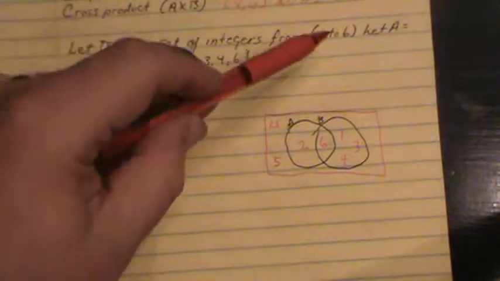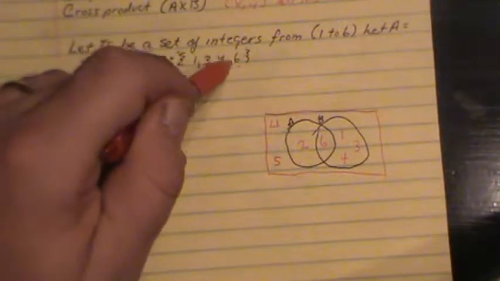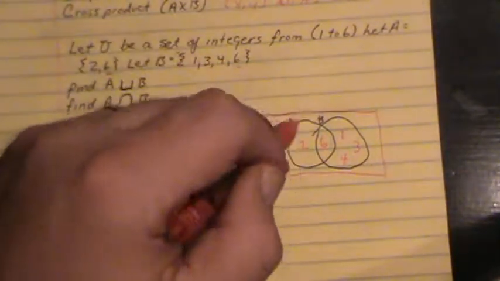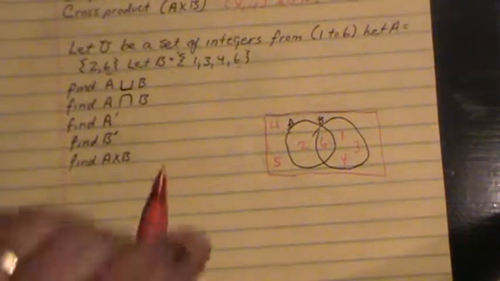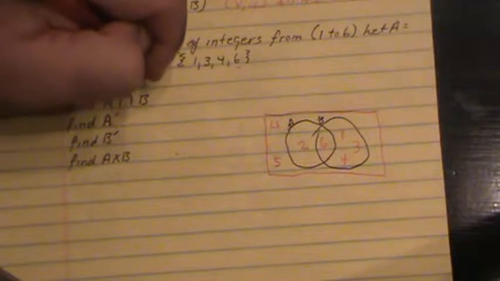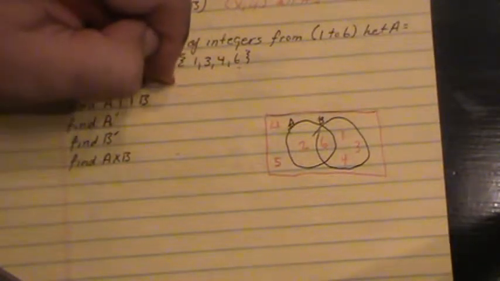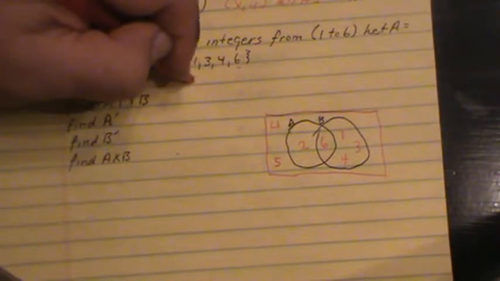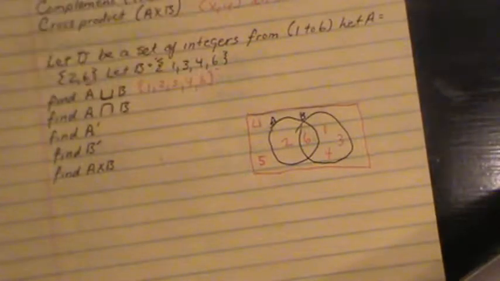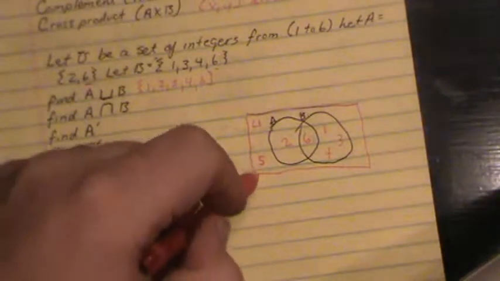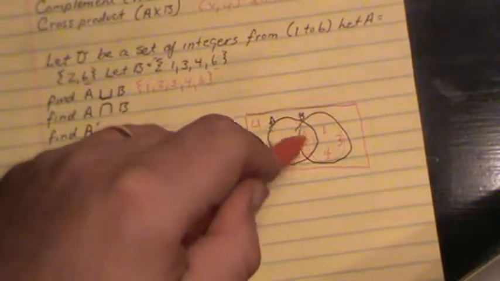I can look up here at A, it says 2 and 6, and B is 1, 3, 4, 6, so that means I'm going to include all those numbers. So A union B would be 1, 2, 3, 4, and 6. You notice we didn't count the 5 here. We're counting everything in A and everything in B.